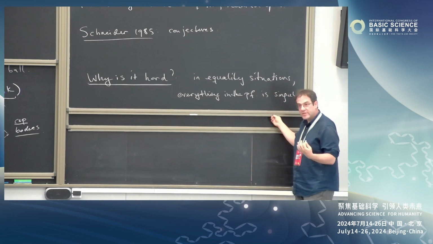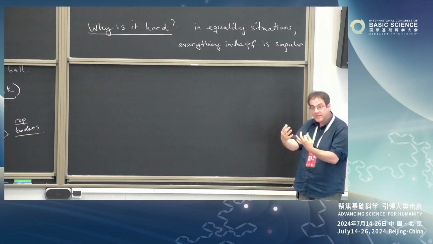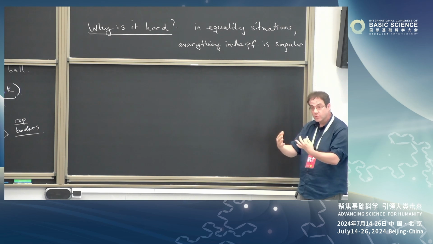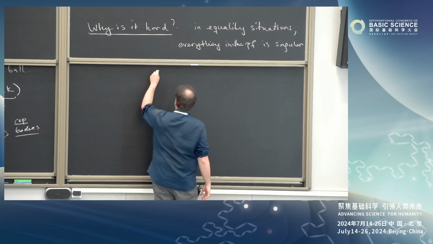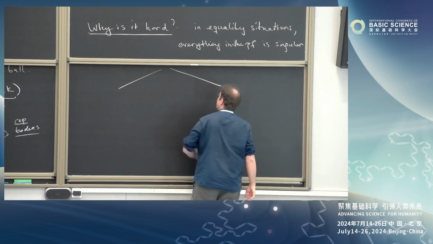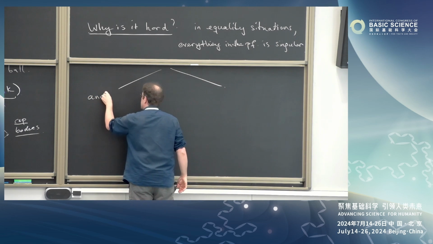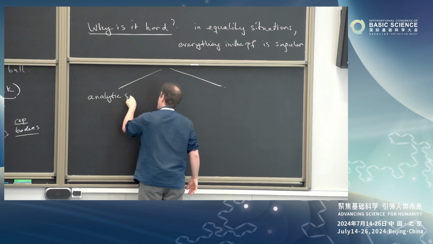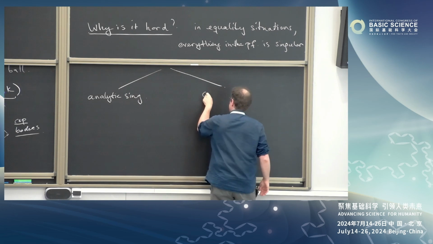Right? So the problem of understanding these equality cases really is the understanding of how these singularities arise in the Alexandrov-Fenchel inequality when you go to non-smooth bodies. And it turns out that there's really two very different kinds of singularities that show up. They're analytic singularities. And they're combinatorial singularities.